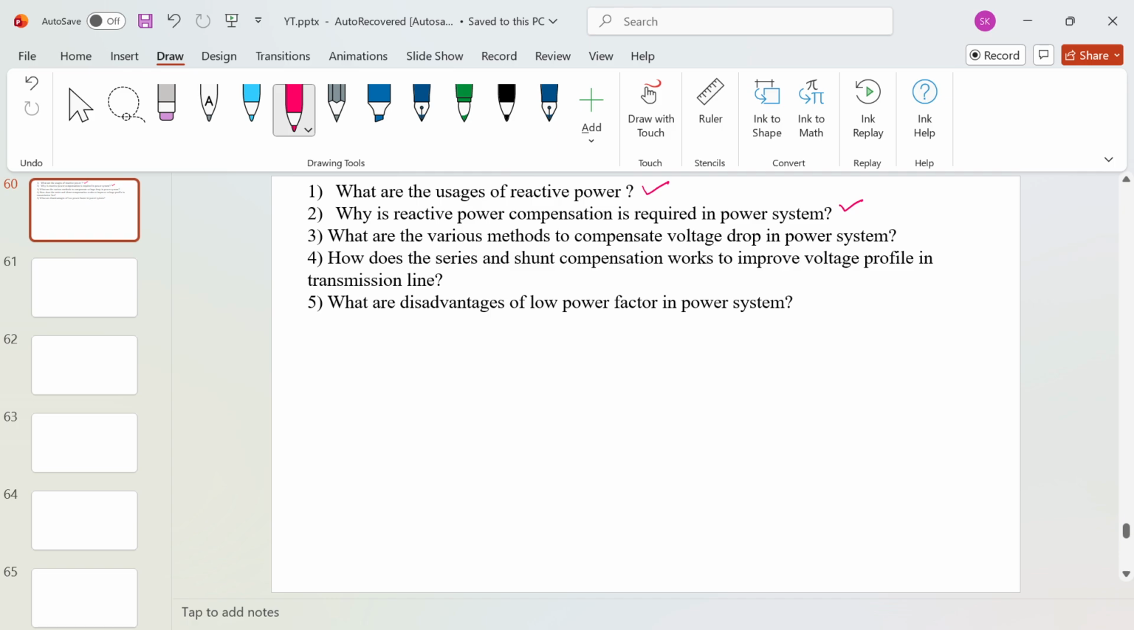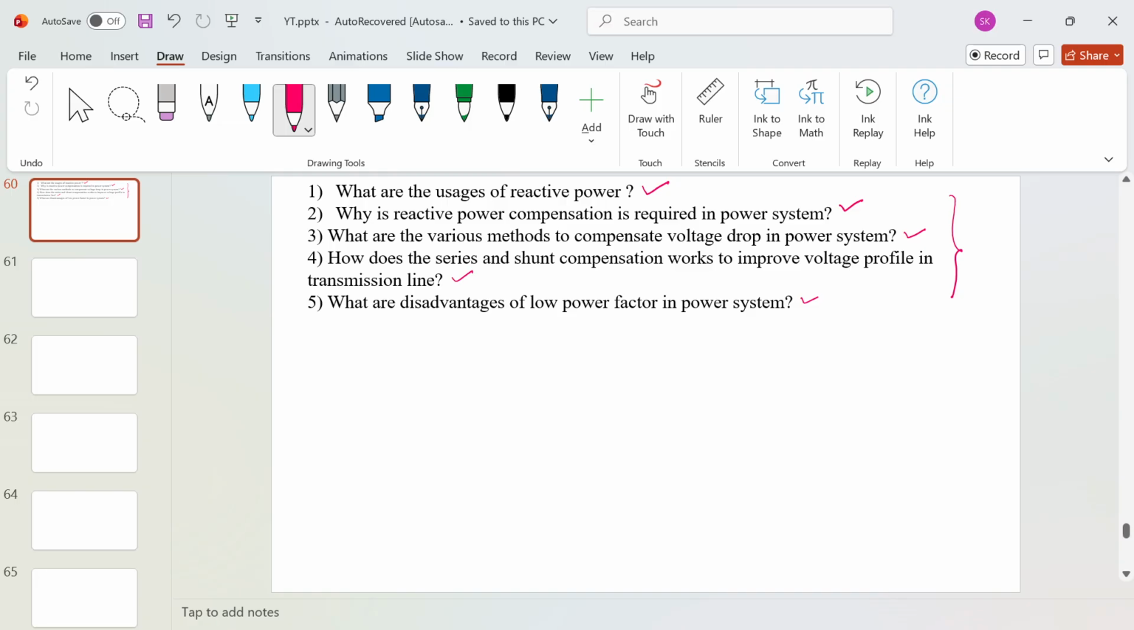There I have analyzed why reactive power compensation is required. Still, in this video, I will mention a few points, and what the various methods are to compensate the voltage drop in power systems, and how series and shunt compensation work to improve voltage profile in transmission lines, and what the disadvantages of low power factor in power system are. So these questions give you the basic idea how to deal with this type of questions, how to improve the voltage profiles in the power system network, and why there is a need of reactive power compensation.